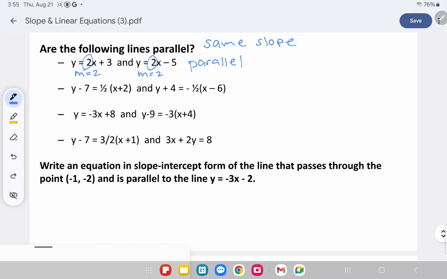In our second example, we have a slope of 1/2 here. It's written in point slope form. That's why I could just look at it and know. And this one is negative 1/2. Those do not match, so they are not parallel.